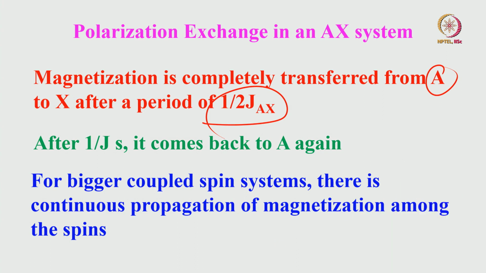But after some time, what will happen? It will start coming back. It will give it from A, will give it to X. Then after half the coupling, half JAX, it starts coming back from X to A. This is what happens. So this is a polarization exchange in a two spin case. But what happens if there is a bigger spin system? Large number of protons, not only two, many spins are coupled. Then what will happen? There is a continuous propagation of magnetization among the spins.